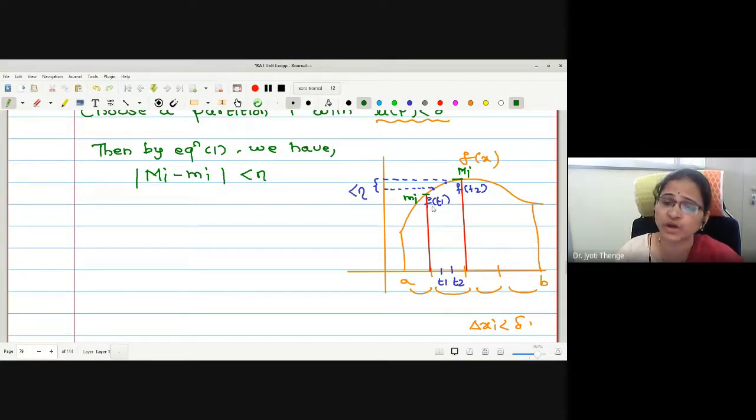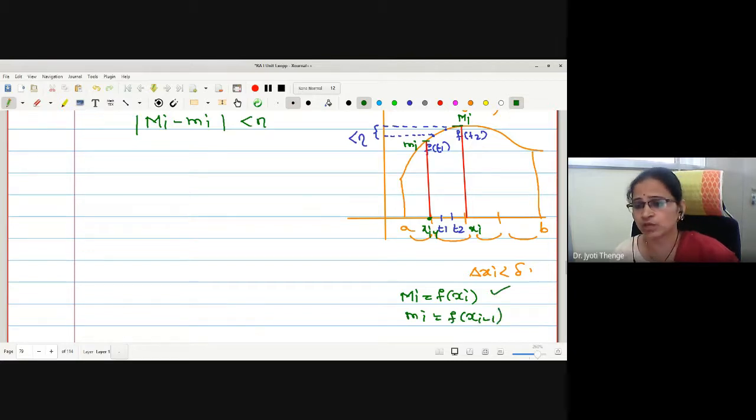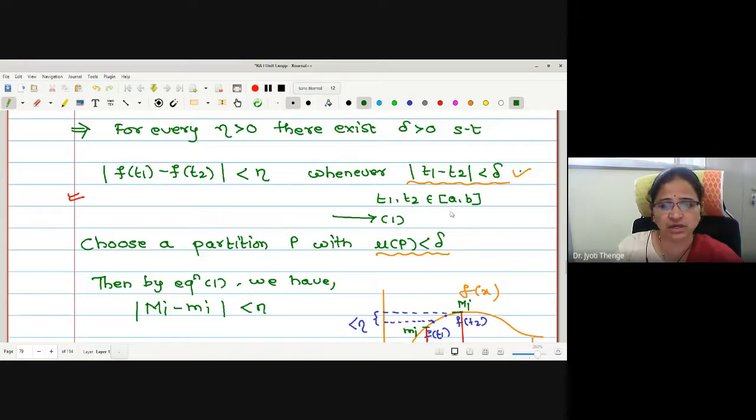Difference between any two function values we were saying is less than eta. Therefore, this is some ith subinterval, if I write x(i minus 1) and xi. Then what is my Mi? Mi is f of xi, according to this sketch. And what about small mi? f of x(i minus 1). Then the difference between these two function values, as per statement number 1, should be less than eta, no?